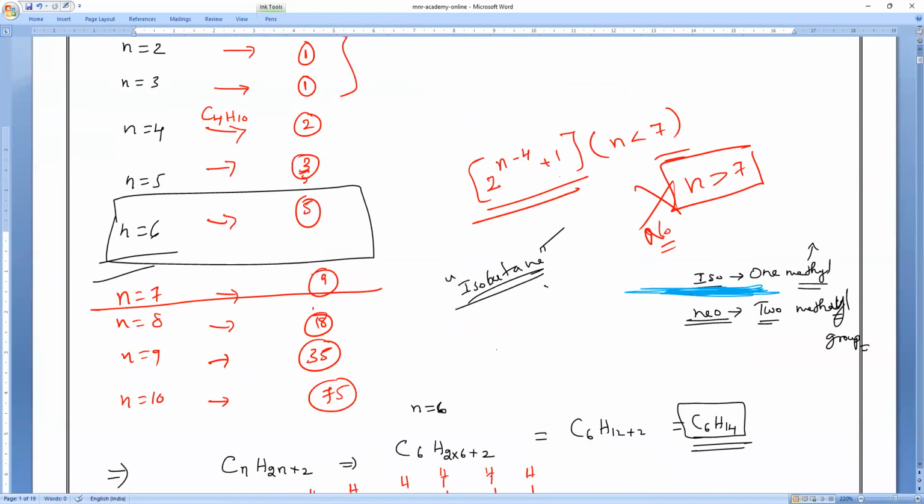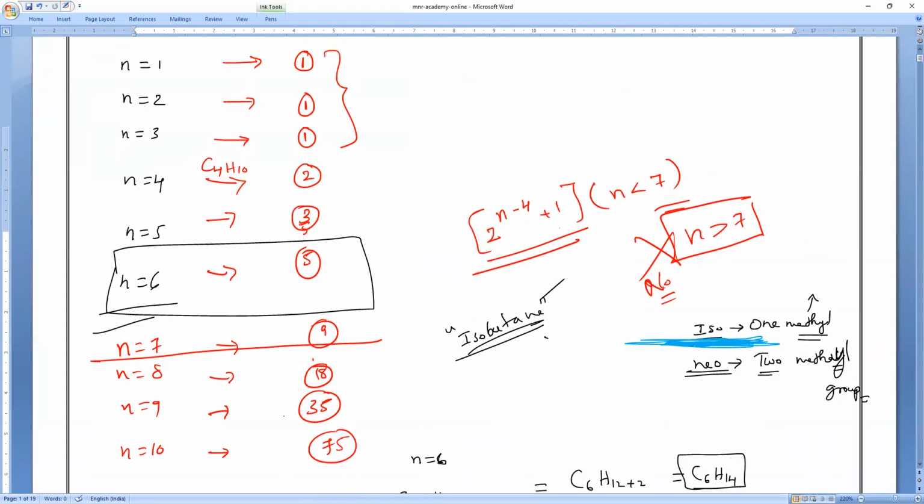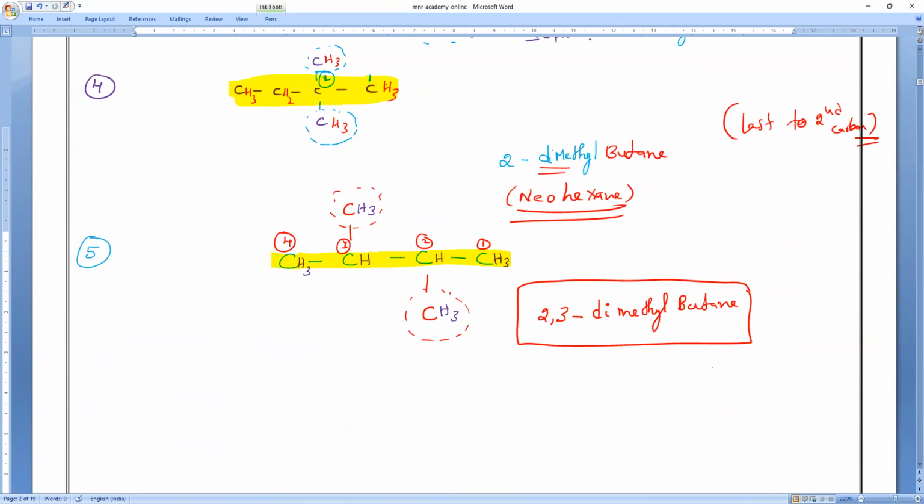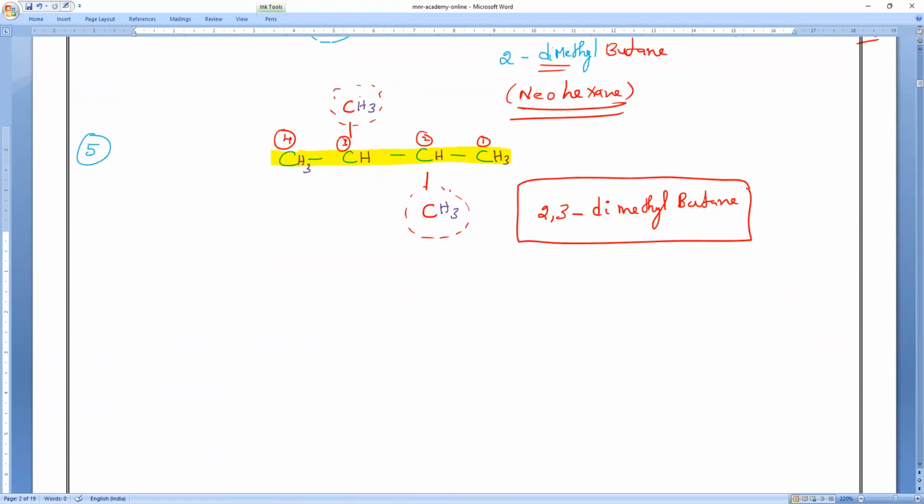Then n equals 7, 8, 9, 10, just have the number. It is not necessary to learn the structures. But in the board exam, definitely n equals 4, 5, 6 will be there. I hope you all understand. More than this, I don't think there will be. Anybody having any doubt, you can ask me, or else we can proceed further.